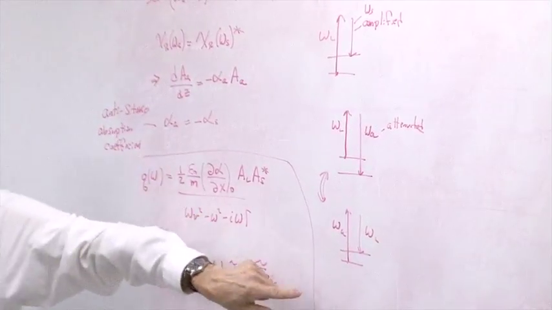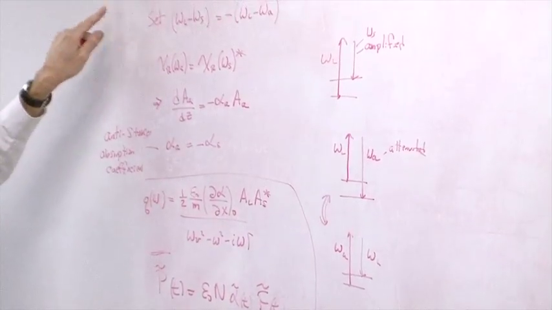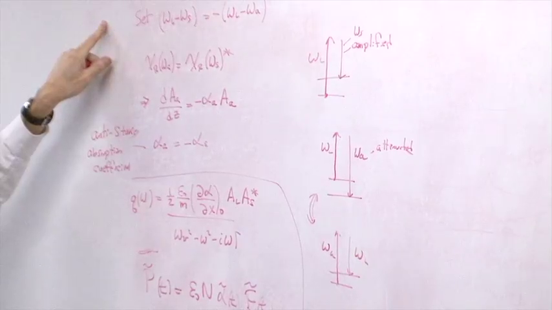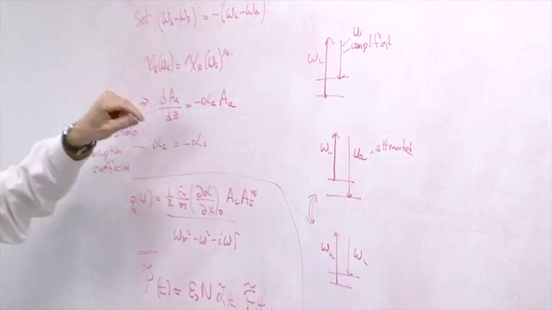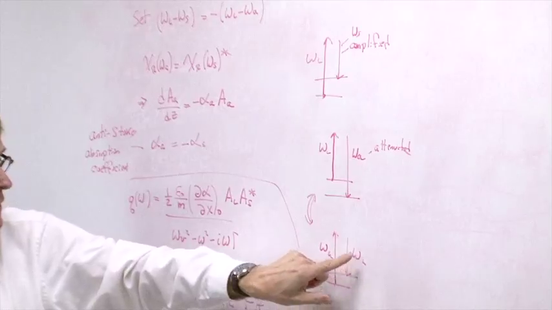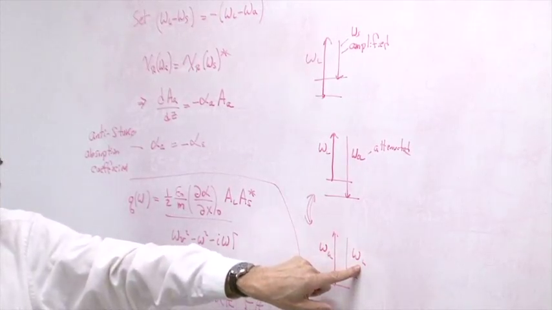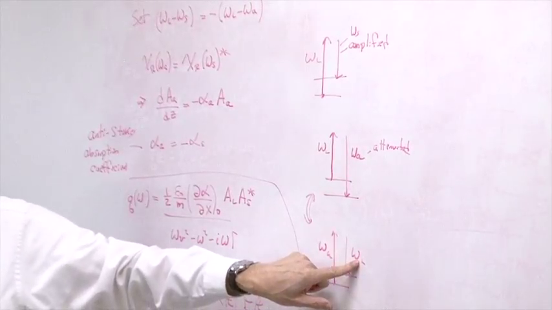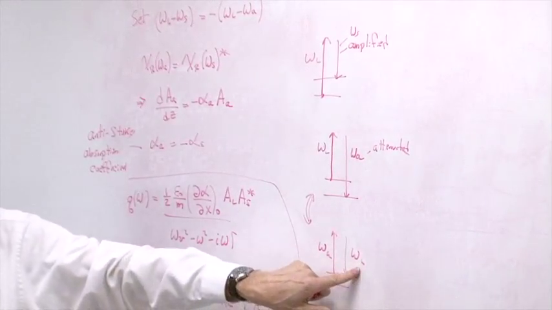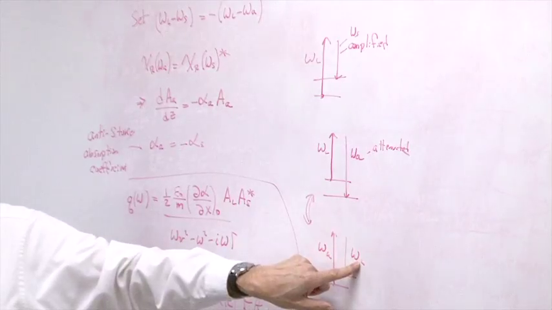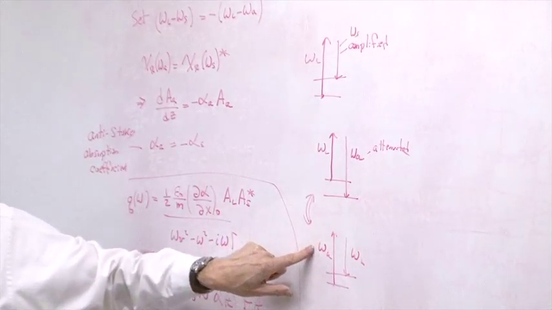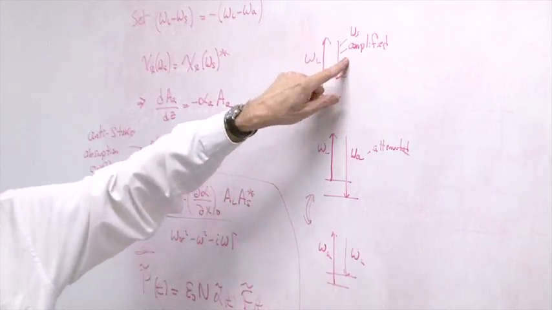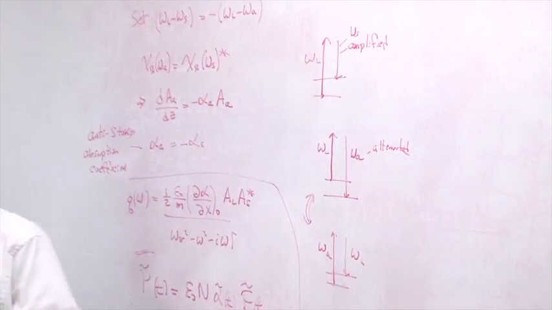So this is a pictorial version of what I meant in words here. That the calculation didn't presuppose which one was which. The calculation says that the lower frequency wave becomes amplified. And here, the lower frequency wave is the laser. So here the laser gets amplified at the expense of the anti-Stokes. Here the Stokes wave gets amplified at the expense of the laser.